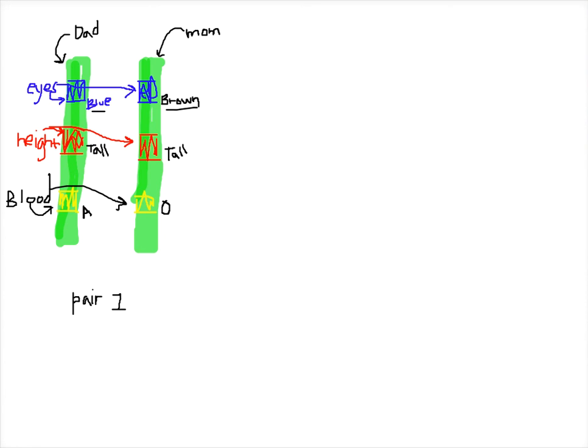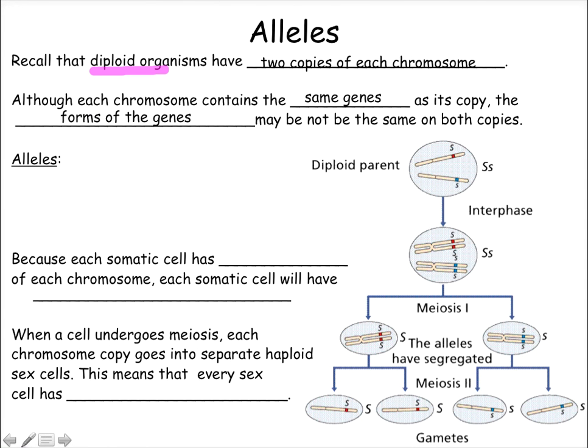Okay, so we're going to go back to the PowerPoint. I hope that you have this concept now that even though you have the same genes, the actual content of the instructions of the nitrogen bases in the gene may be different, resulting in a different protein being made and you having a different trait. So let's go back to this.